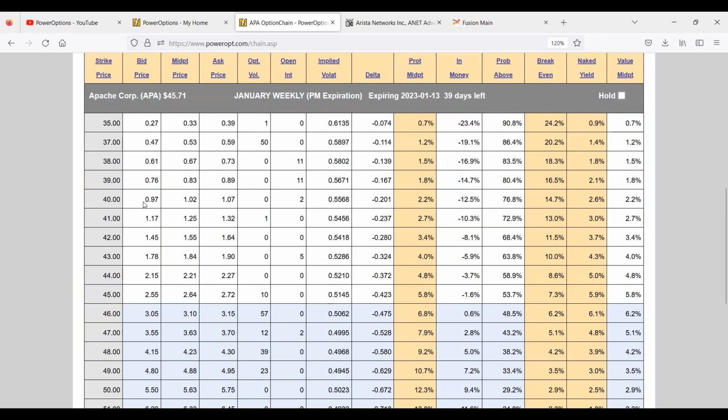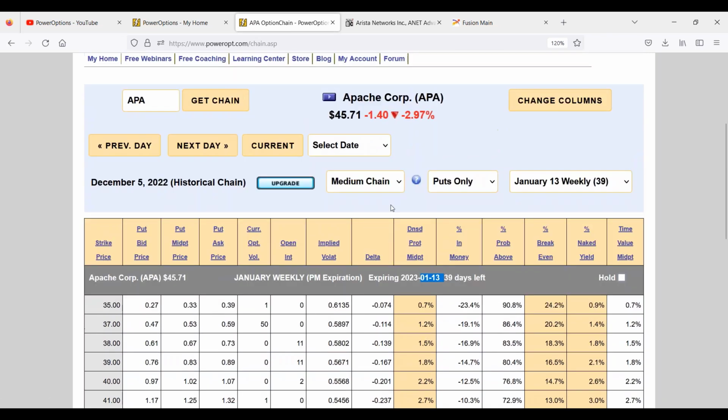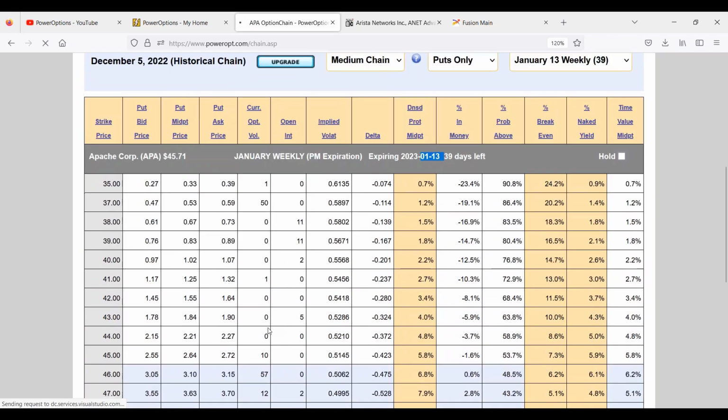Slightly out of the money put. Let's just take the 40. Was it 97? I'm sorry, was it 102 roughly at midpoint for January 13th? Oh, we've already passed. So let's go ahead now. Let's just go to January 13th, that expiration. We were on the 40 put at 102.